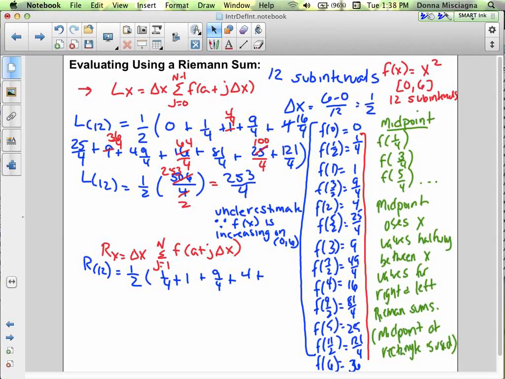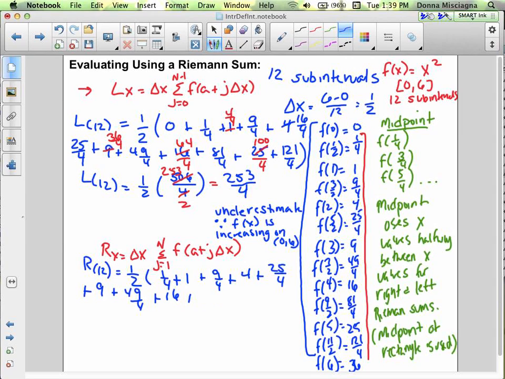All right, let's continue with the left Riemann sum. And this time we'll make sure we didn't forget anybody. 1/4, 1, 9/4, 4, 25/4. Let's make sure each time we have an integer and then a number with a 4 in the bottom. 9, 49/4, 16, 81/4. You know, another good way you could tell that you didn't forget anybody is to count.